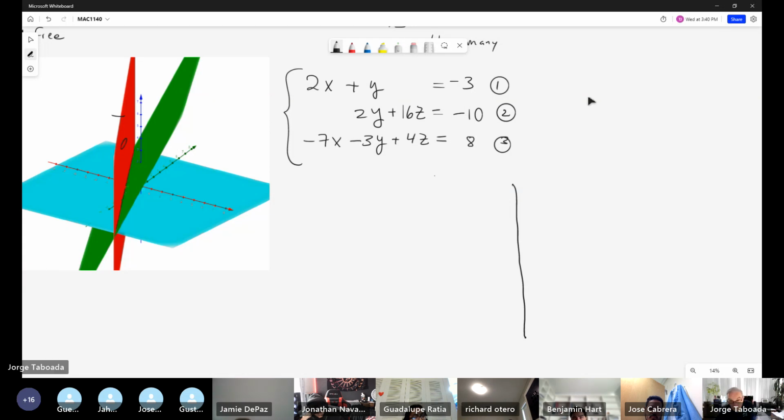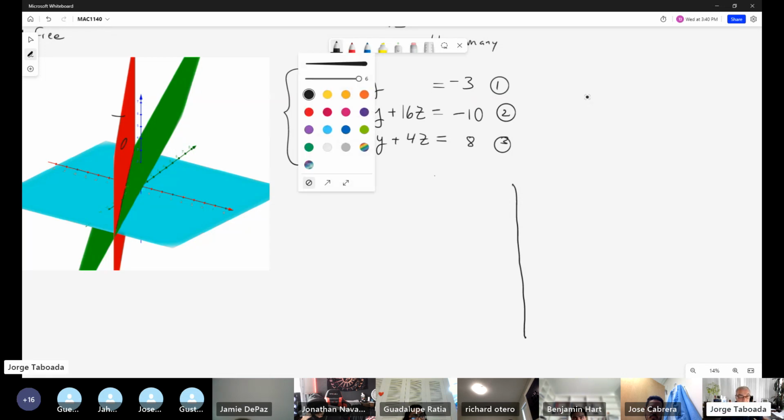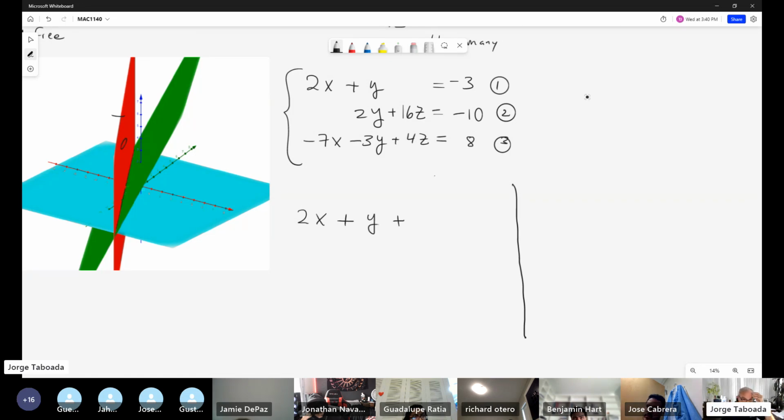So now I take question 1, which is 2x plus y. I want to organize, so I put 0z. No problem, because it's the same thing, equal to minus 3. And this is my equation 1. I pair it with equation 2, and equation 2 has no x: 2y plus 16z equal to minus 10. Equation 2. Wow, what should I do? No idea.